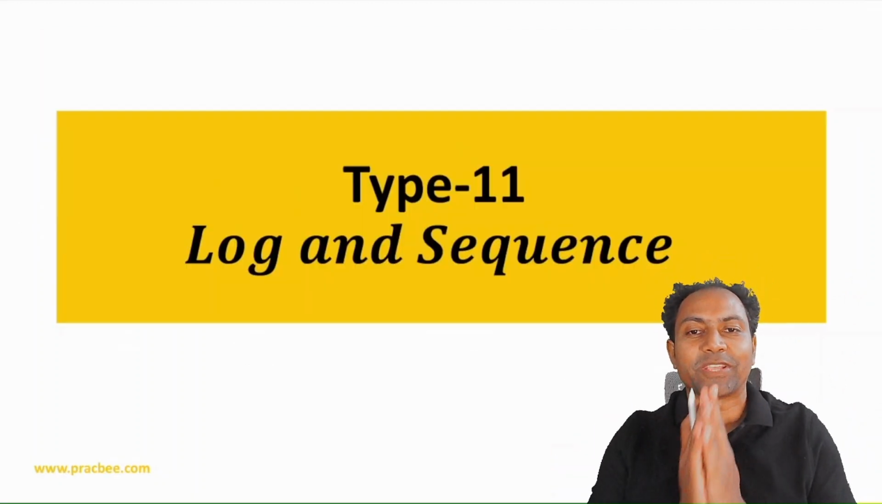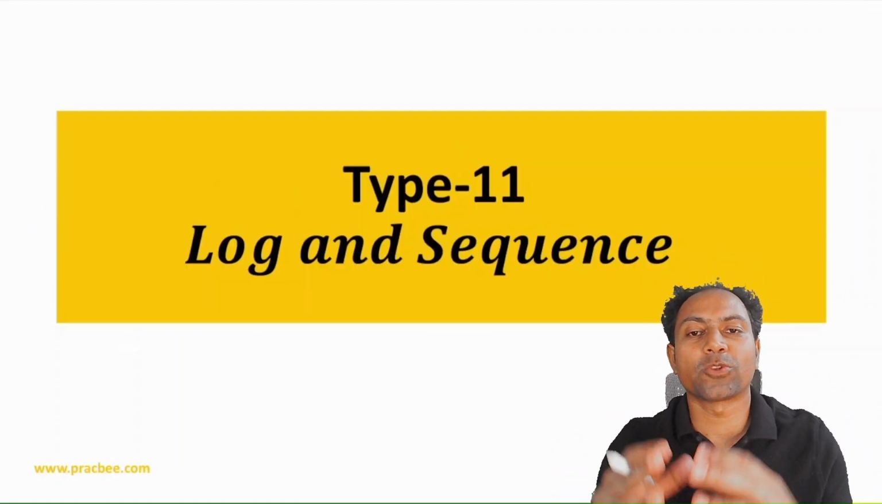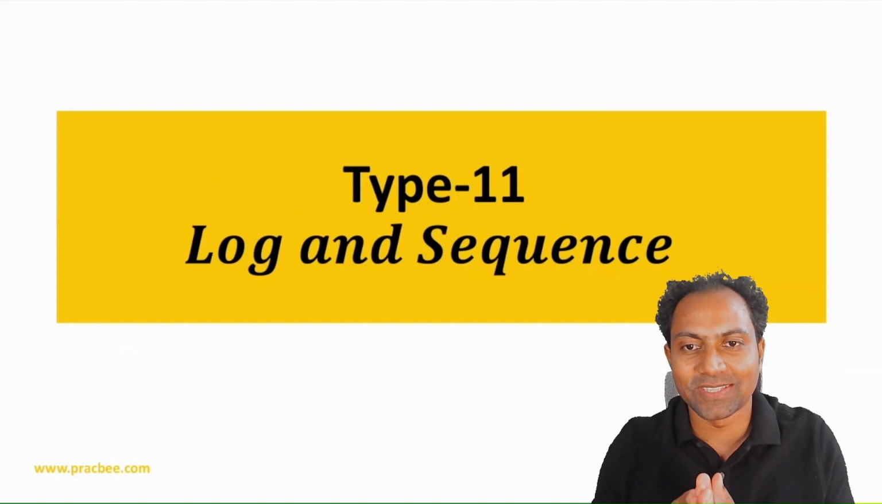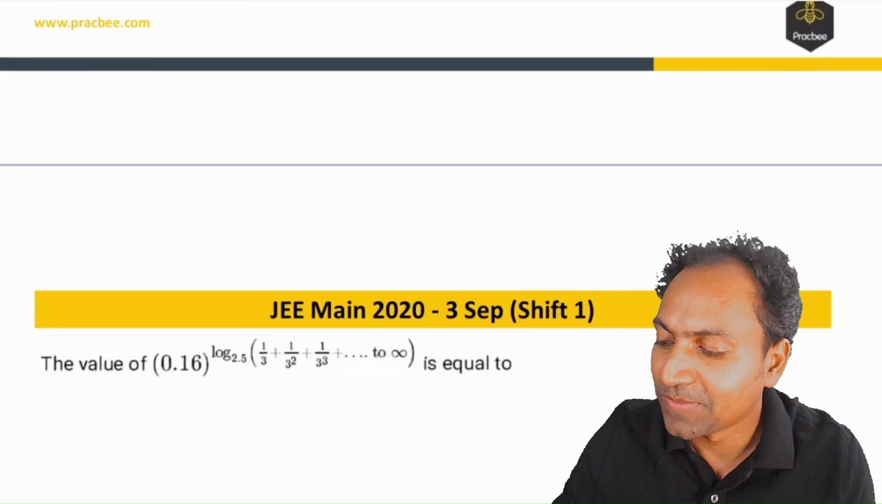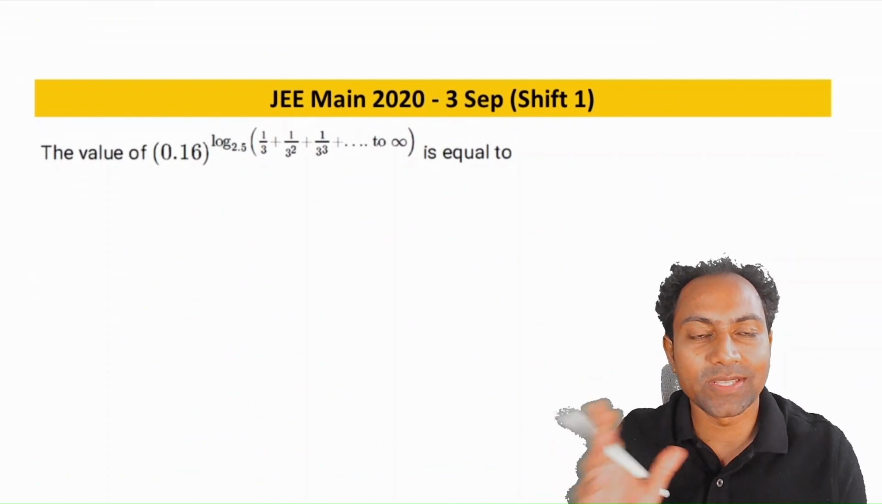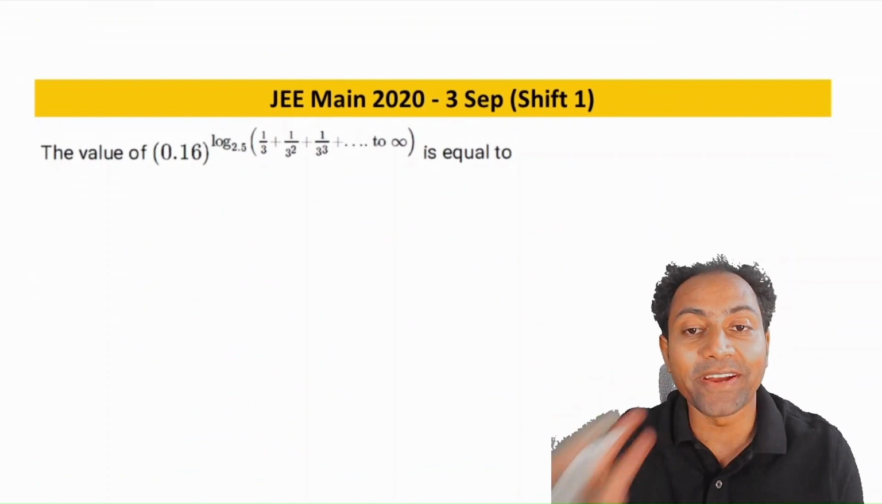Now let us look into the next problem type. These are the questions which are based on the combination of properties of log and sequence. Let us look into one of such questions. Now in this JEE 2020 question, you can see that there is log and infinite GP involved in the same question.